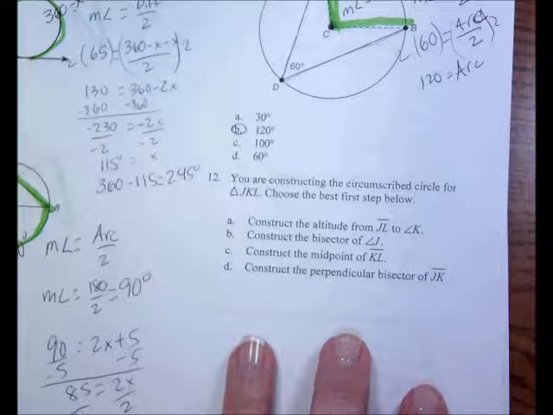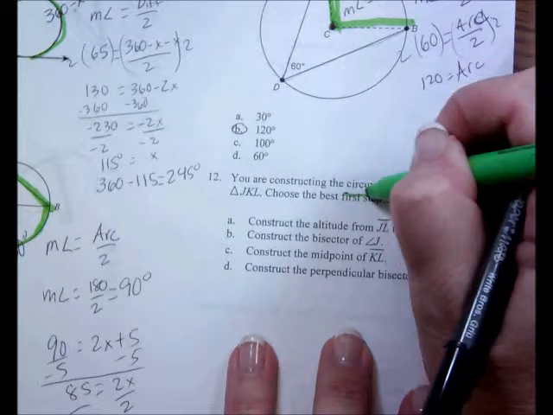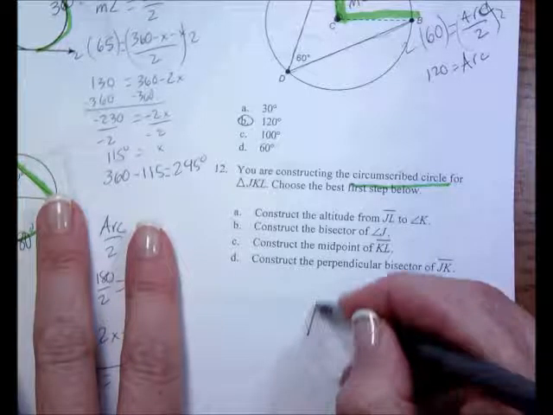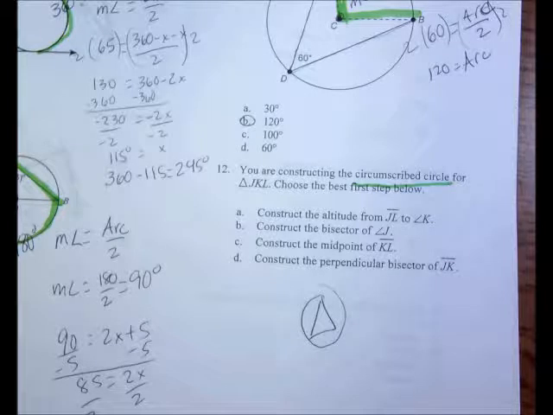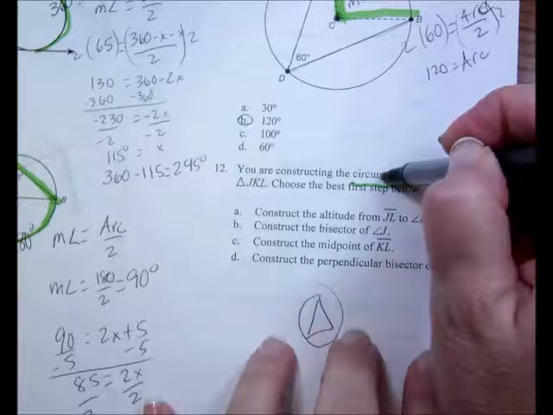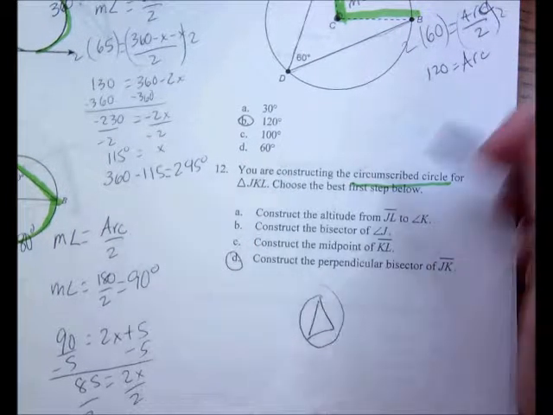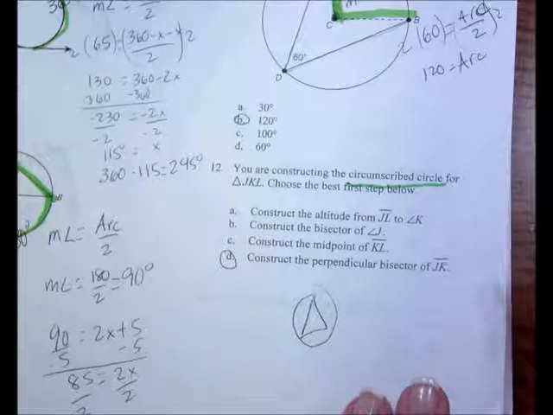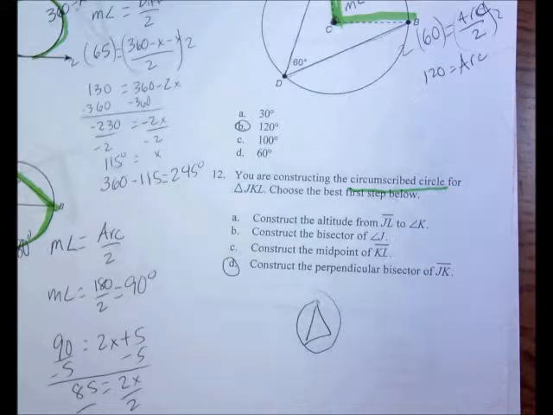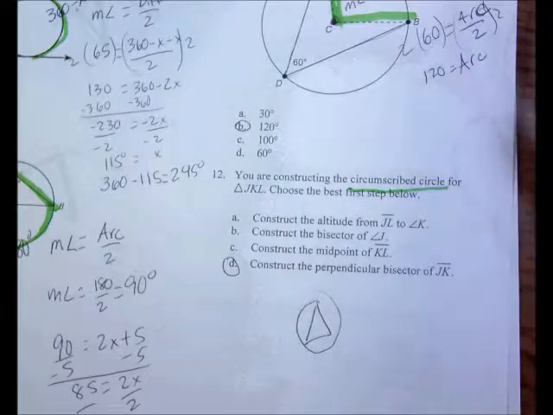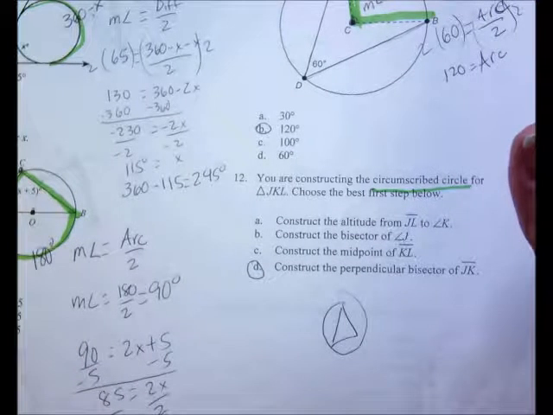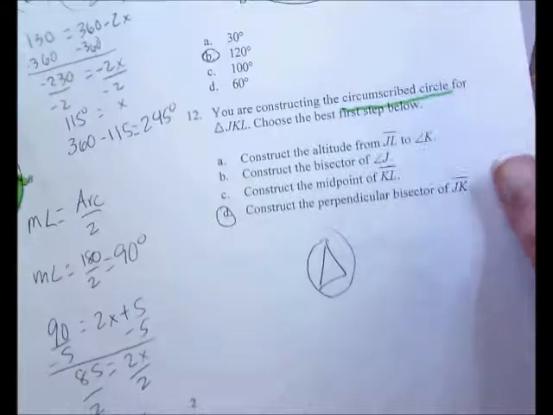The next one, number 12, says you're constructing a circumscribed circle, and we know that a circumscribed circle is one that goes on the outside of triangle JKL. For circumscribed circles, you need perpendicular bisectors, so the only correct answer here is D. This was something that we did in class, and we actually constructed these, and I refreshed your memory and said, please make sure that you know the steps to construct these circles.